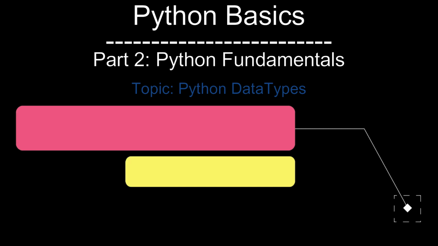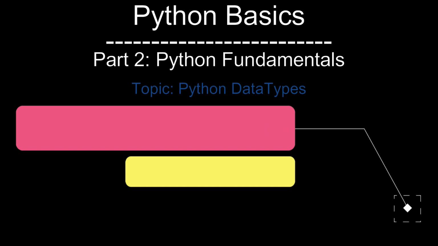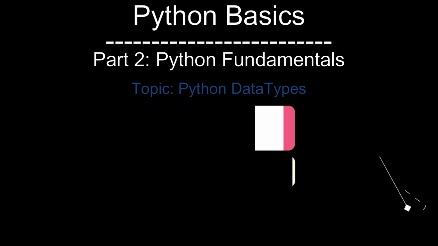The other one is the string. A string represents a sequence of characters enclosed within single, double, or triple quotes. For example, you are creating a first name: first name is equal to Bill. You use a single quote or a double quote, and that's a string. You might also find somewhere that you use a triple quote string, for example whenever you are commenting, that's also a string. I'm going to show you in an example when we code.